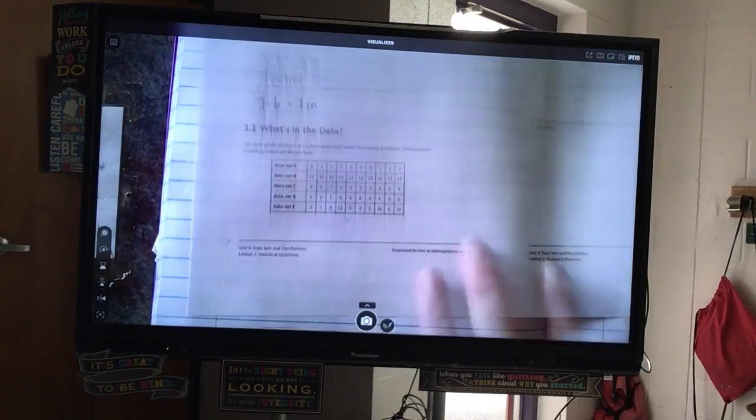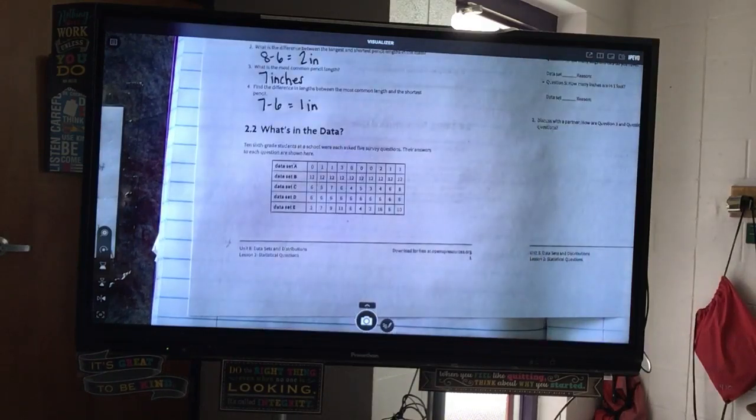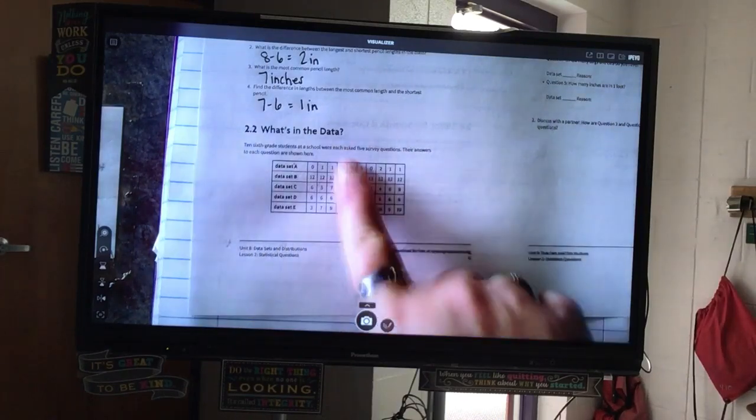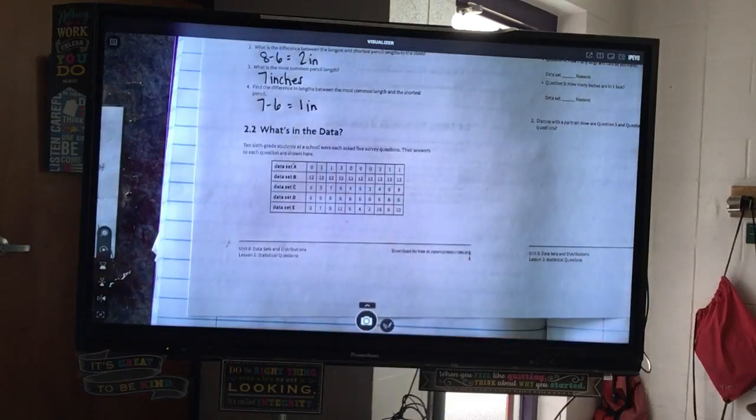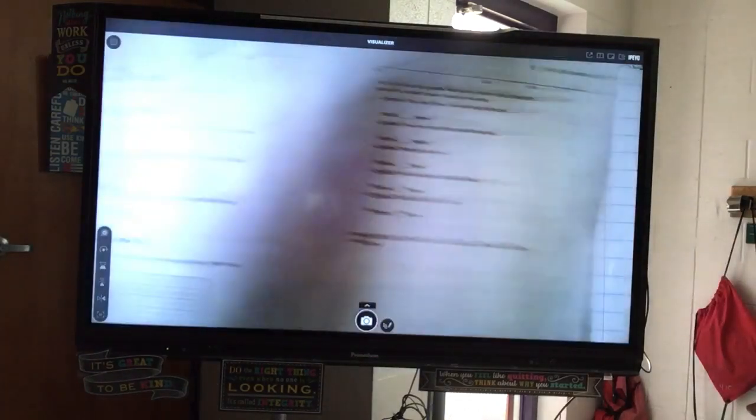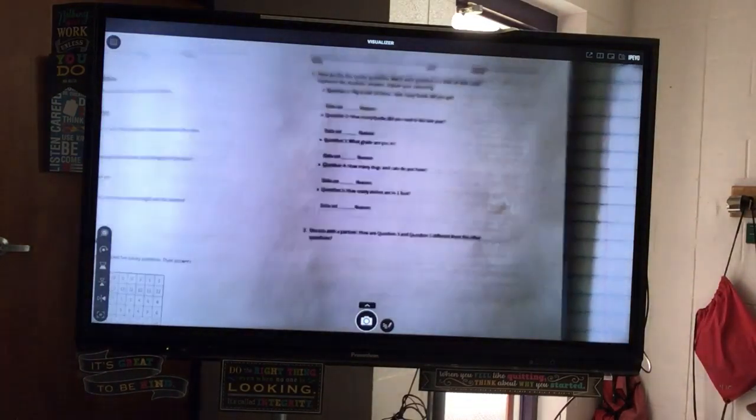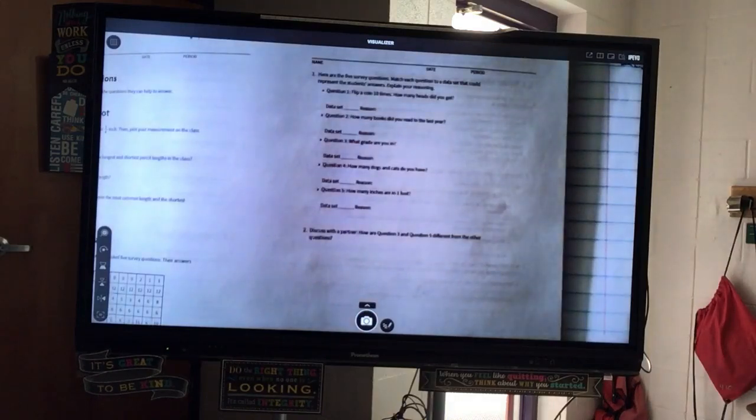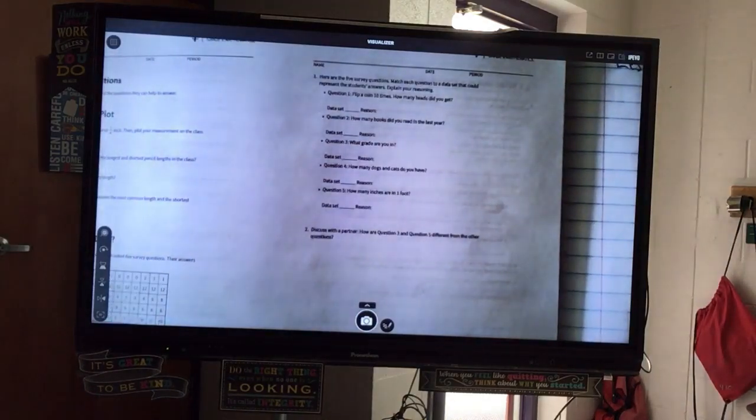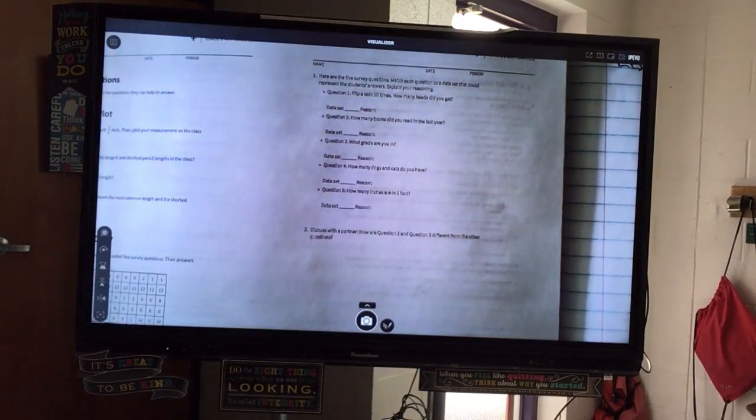All right, sliding down to what's in the data. 10 6th grade students at a school were asked each 5 survey questions. Their answers to each question is shown here. So here's the different data set that's collected. Looking at number 1, it says here are the 5 survey questions. Match each question to a data set that could represent the student's answers. Explain your reasoning. Put your pencils down because I know y'all already ready.